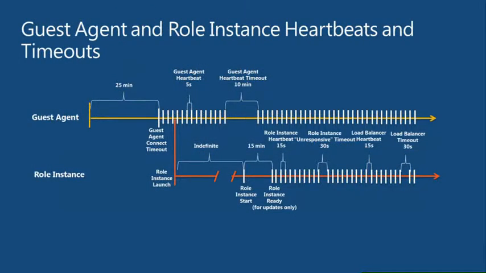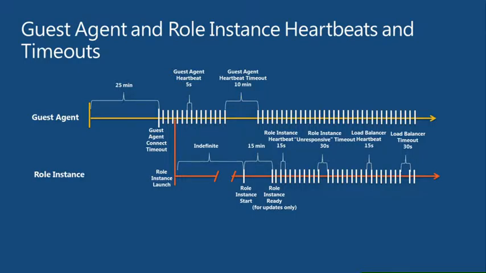Here's just a slide that shows you some of the timeouts. So load balancers pinging, that's part of the health. We're not going to send traffic to an unhealthy role instance. Miss 2 load balancer probes by default, and we stop sending. So after about 30 seconds, we shut off traffic.